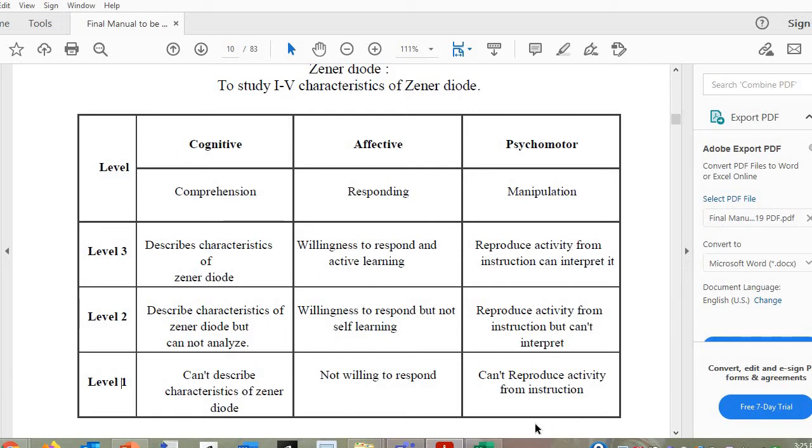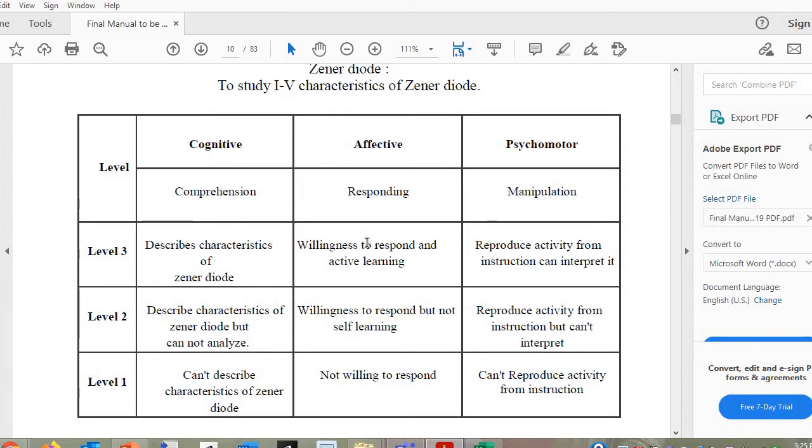Okay, so with respect to Zener diode characteristics, what you have to do is understand the Zener diode apparatus and describe the characteristics of Zener diode. Of course, at first we are going to discuss what a Zener diode is and what the characteristics are, but after that, maybe in the next week, if you are able to describe those characteristics, I can say that you have gained complete knowledge related to the cognitive domain.